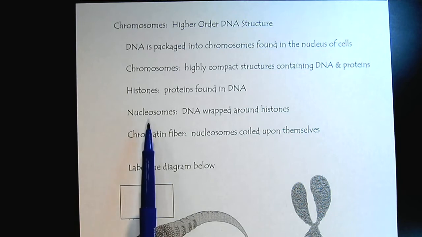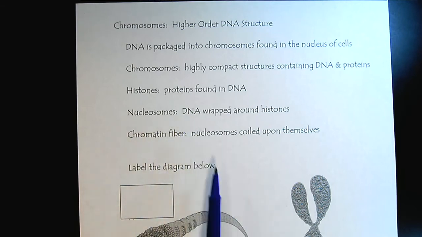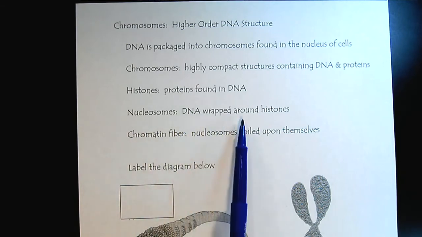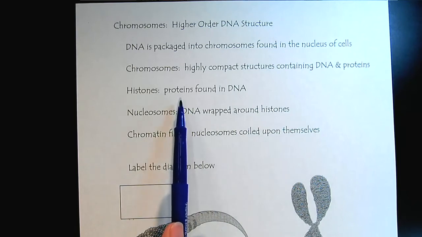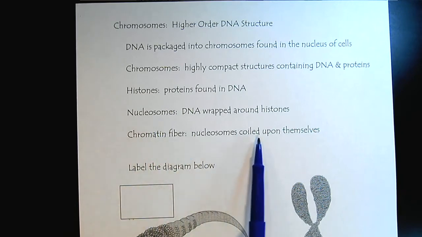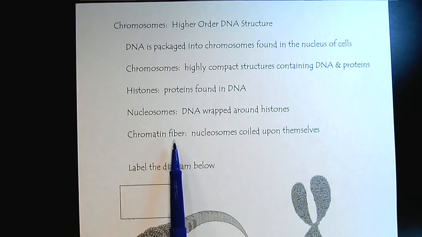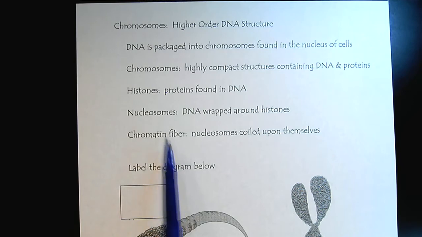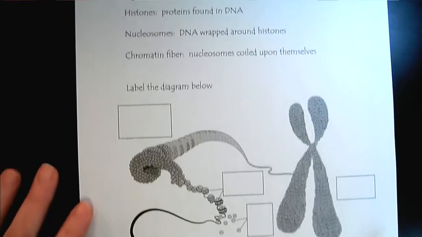And so nucleosomes is a lower level of structure that creates the chromosomes. So basically what happens is the DNA gets wrapped around these proteins, the histones, to create the nucleosomes. And then the nucleosomes coil upon themselves to make the chromatin fibers. And then the chromatin fibers wrap upon themselves to create the chromosomes. So we have it in words, and now let's look at a diagram of the higher order.